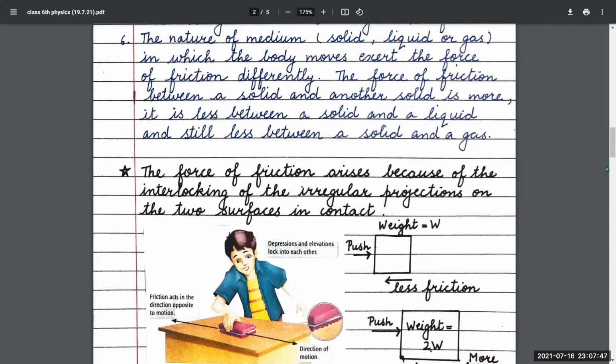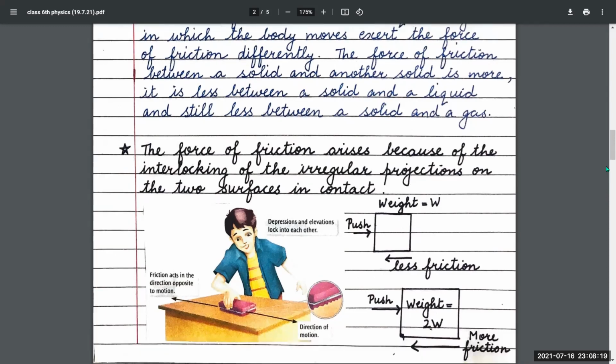Then, the nature of the medium in which the body moves exerts the force of friction differently. For example, the force of friction between a solid and another solid is more. It is less between a solid and a liquid, and still less between a solid and a gas.